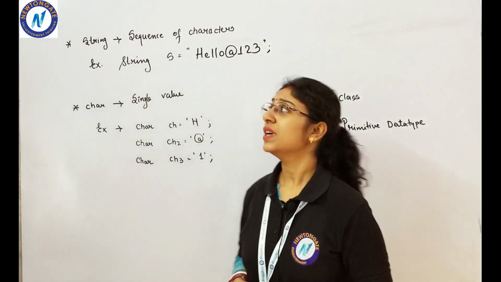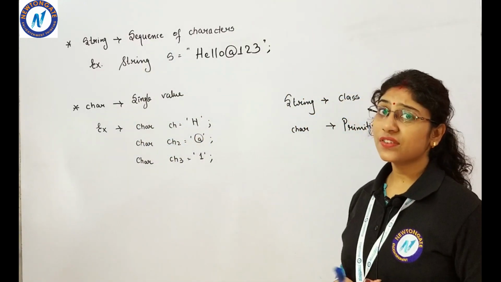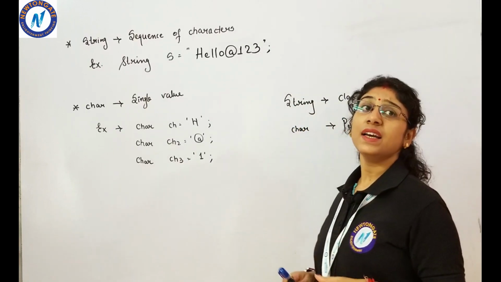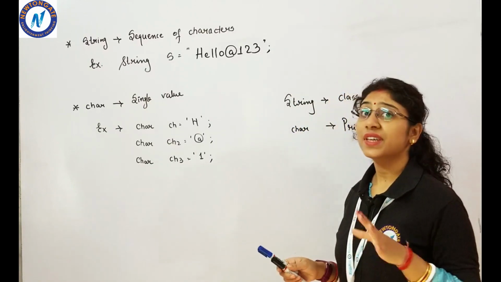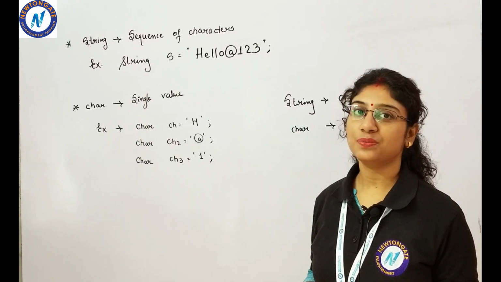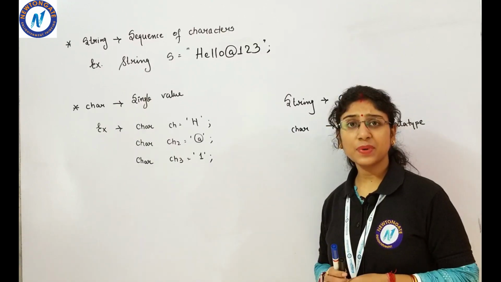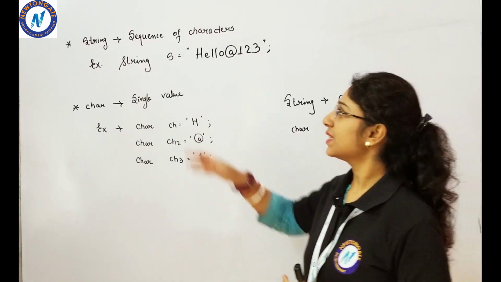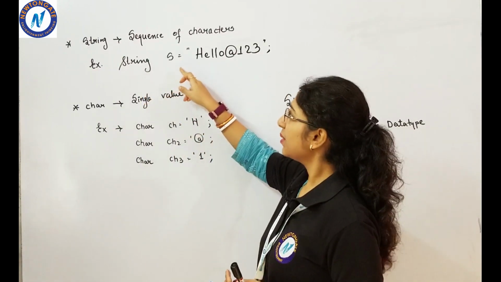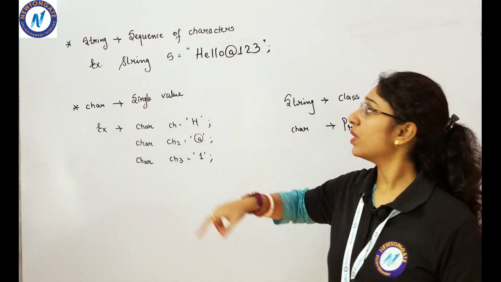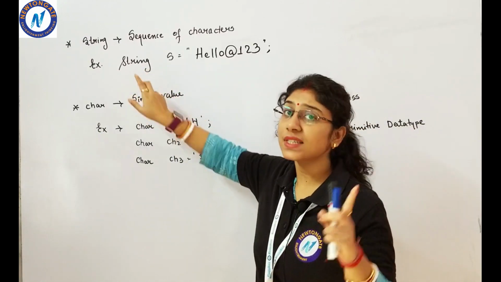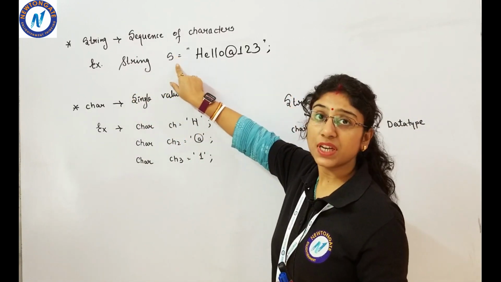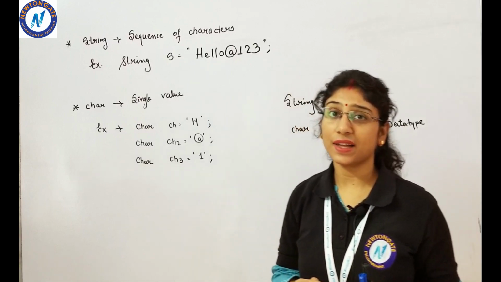So here we go. A string is a sequence of characters, but char is a single value. Inside a char, we can hold a single value. Now let's see the example. For creating a string type of variable, we use String, variable name equals to the value. Now here String is a class, it is not a data type, it is a class, and s is an object which belongs to the String class.